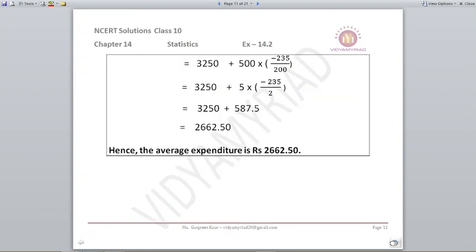So on putting the values in the formula, it will be like this: 3250 plus 500 into minus 235 upon 200. So you get 3250 minus 587.5, which gives us 2662.50. This is our average expenditure as per the mean.